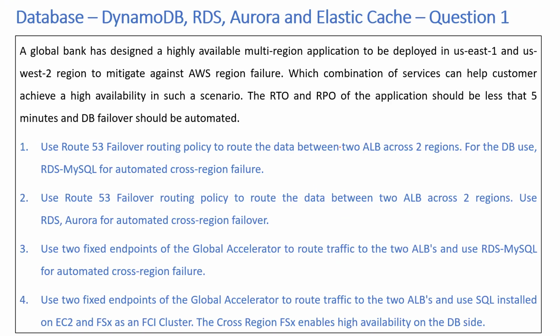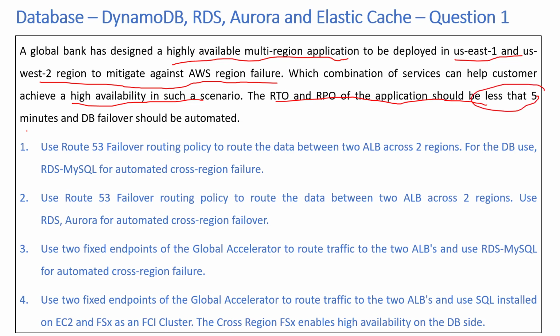So let's get going. This is our first question. A global bank has designed a highly available multi-region application to be deployed in US East and US West region to mitigate against AWS regional failure. Which combination of services can help the customer achieve high availability in such a scenario? The RTO and RPO of the application should be less than 5 minutes and the database failover should be automated.